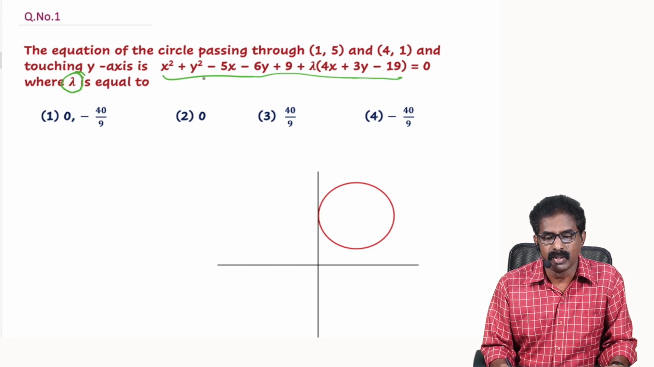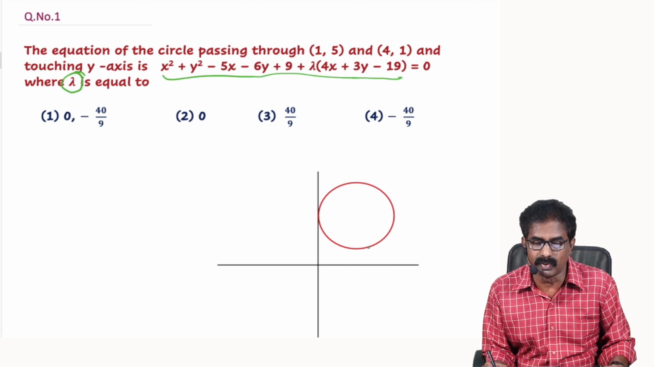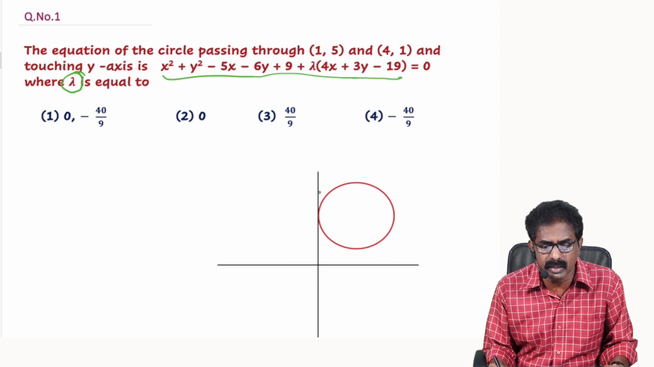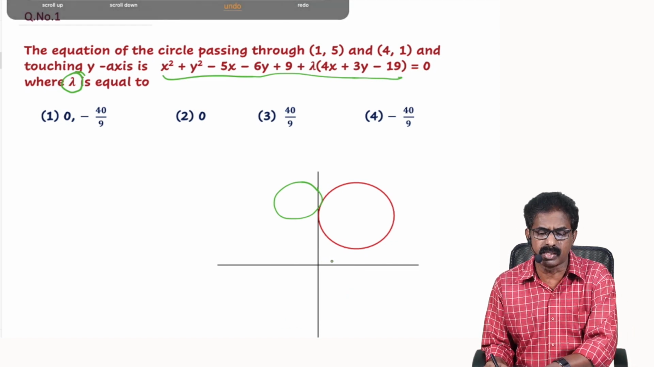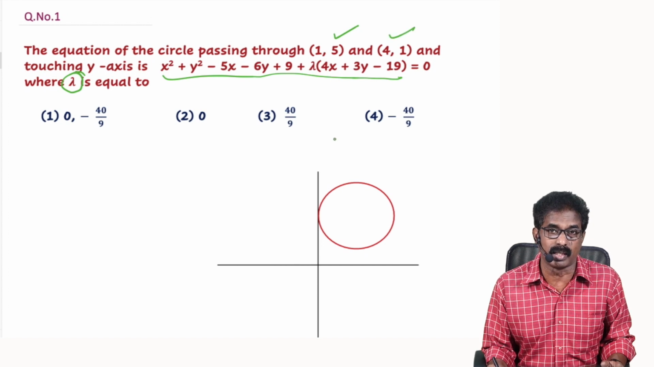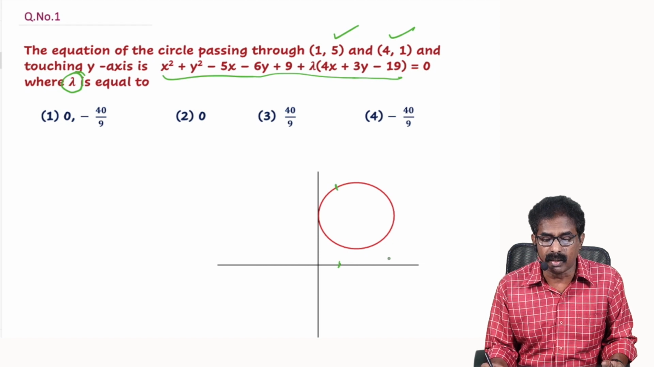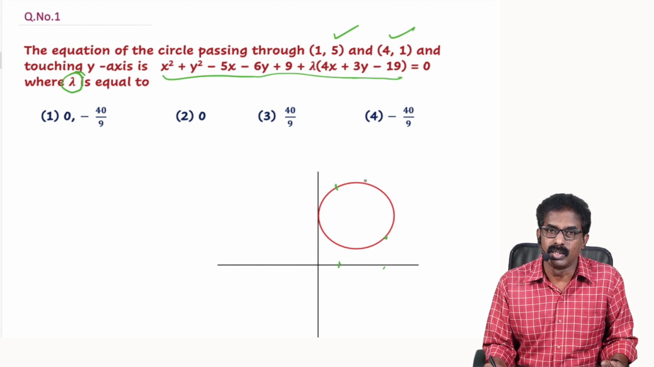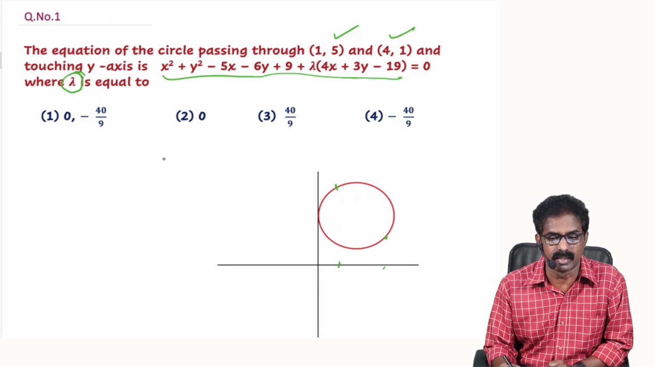Please listen here. The condition is the circle touching the y-axis. You may ask, sir, why have you drawn it in the first quadrant? A circle touching the y-axis can be anywhere, like this, like this, like this. Because touching the y-axis, it can be any of these forms. But there is one more condition. It passes through (1, 5) and (4, 1). You know both are positive, right? So it is in the first quadrant, so we have drawn it like this.